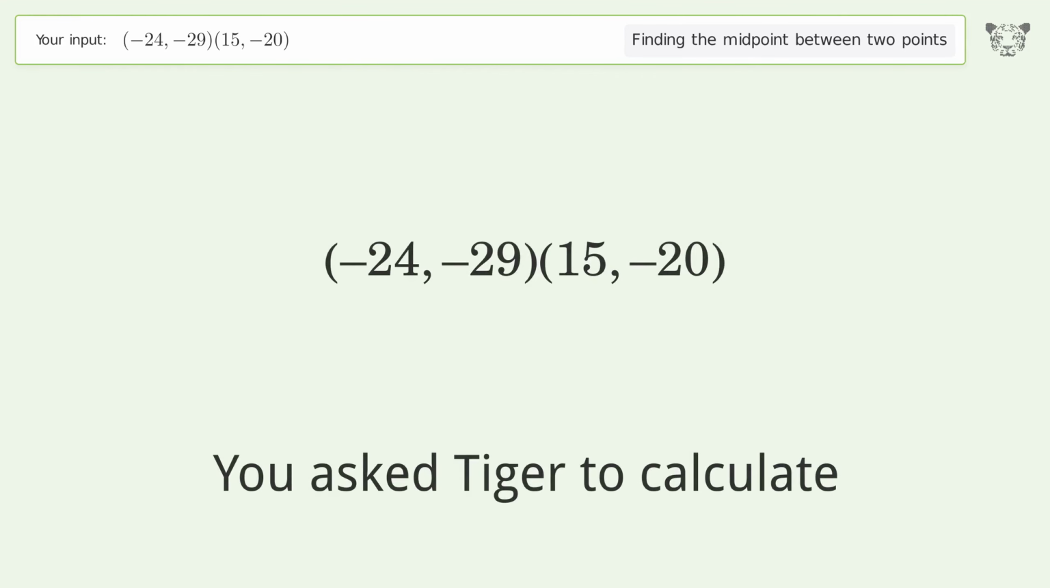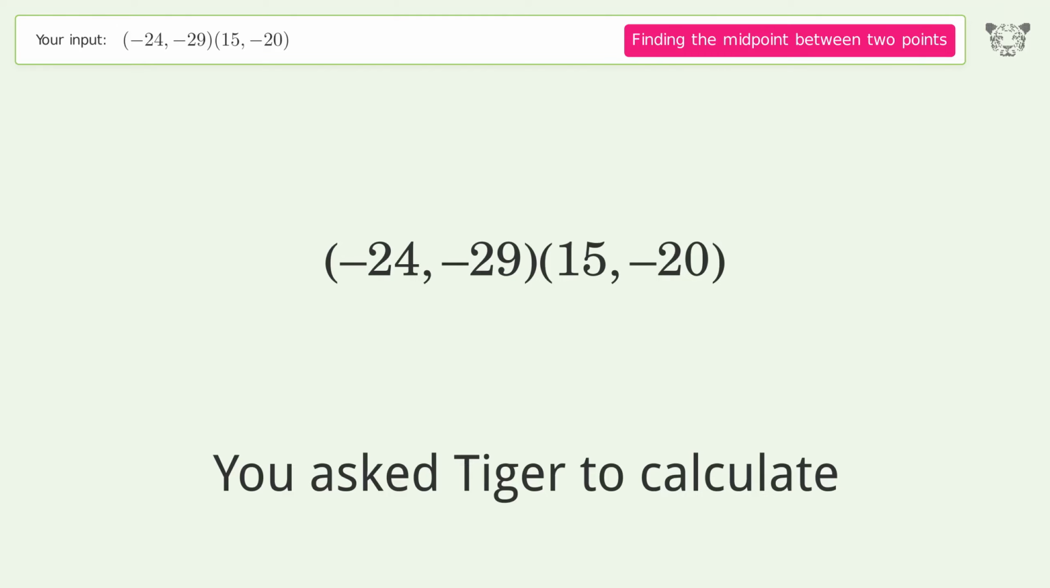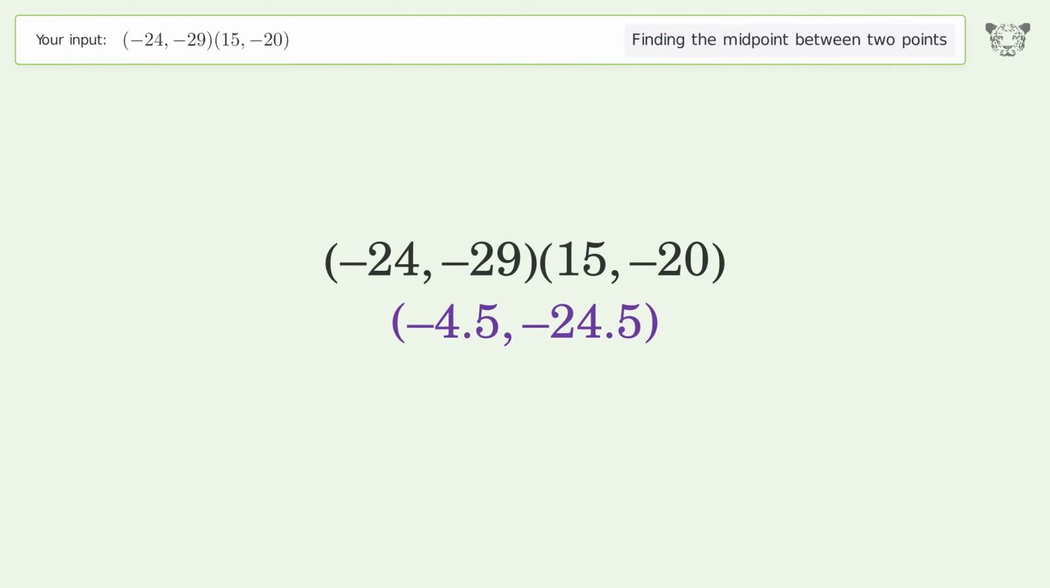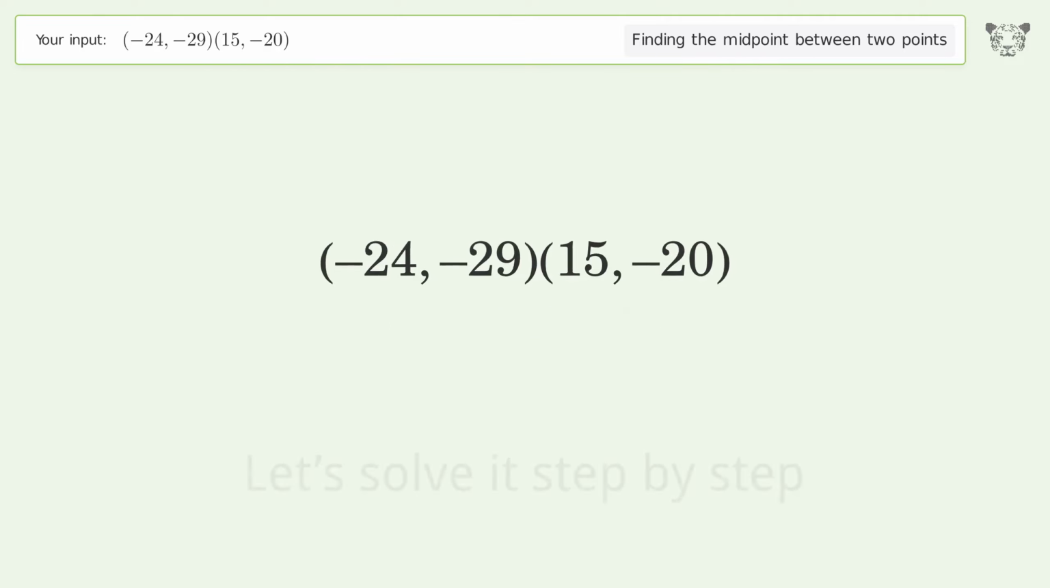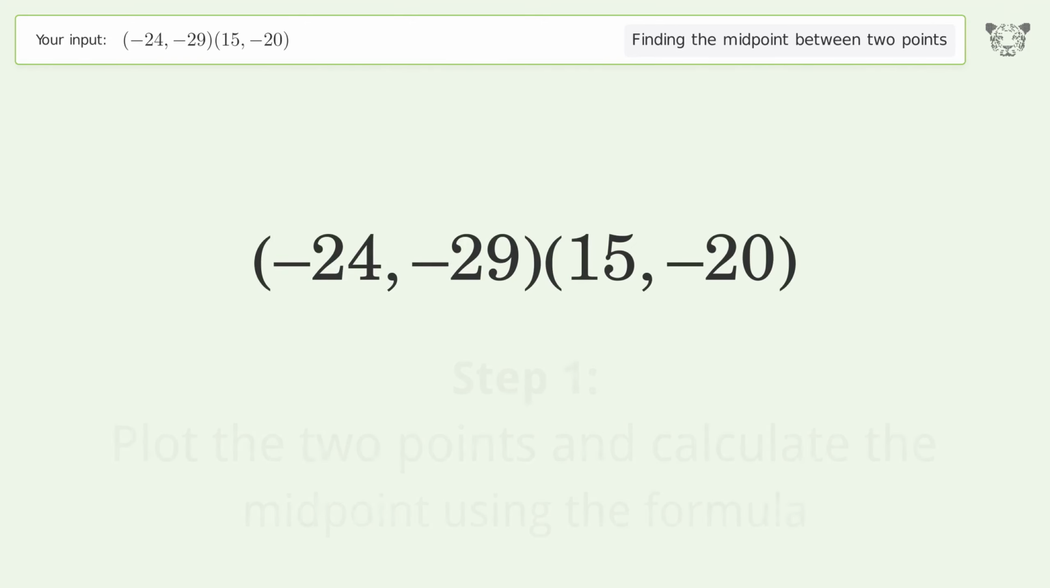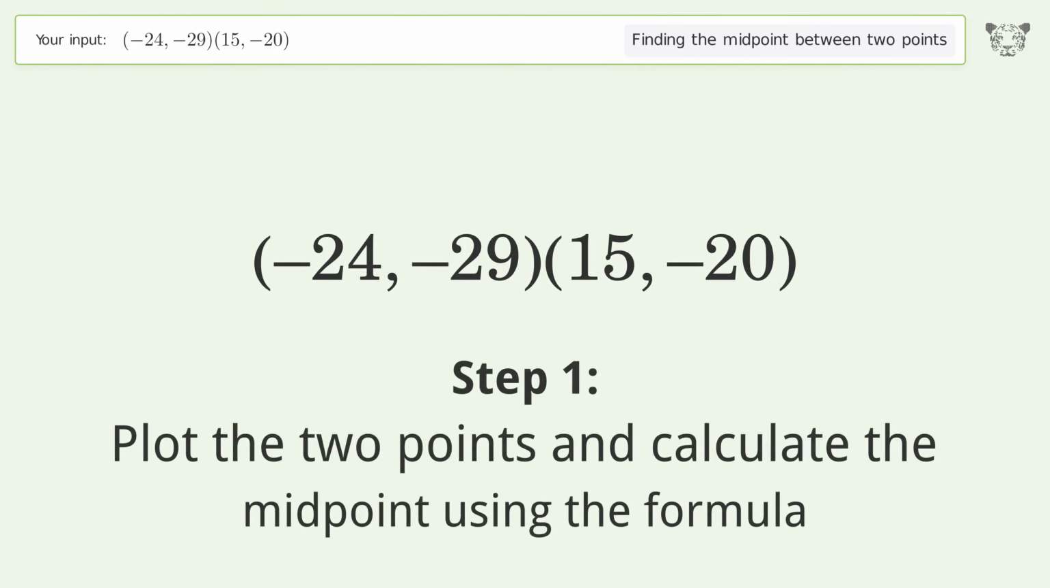You ask Tiger to calculate. This deals with finding the midpoint between 2 points. The midpoint between the 2 points is -4.5, -24.5. Let's solve it step by step. Plot the 2 points and calculate the midpoint using the formula.